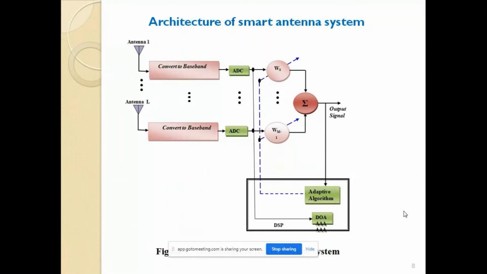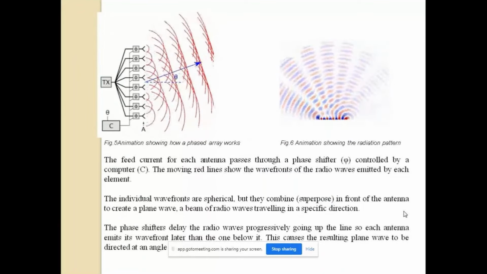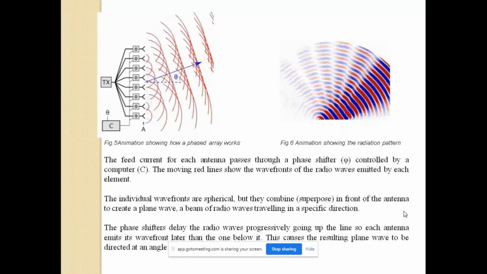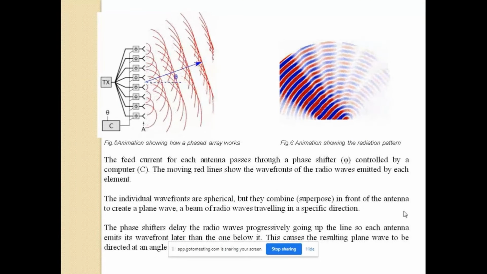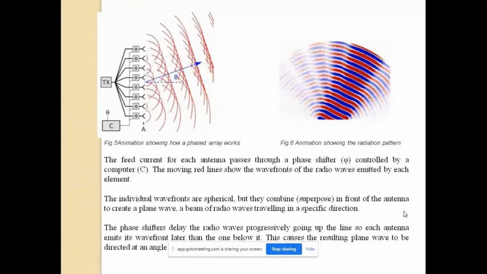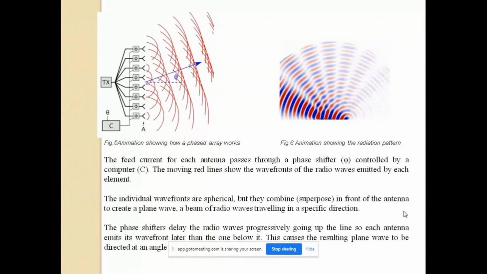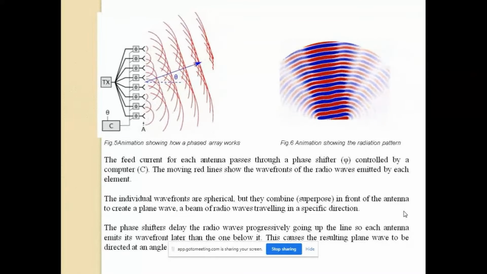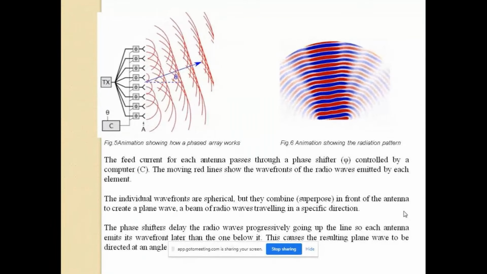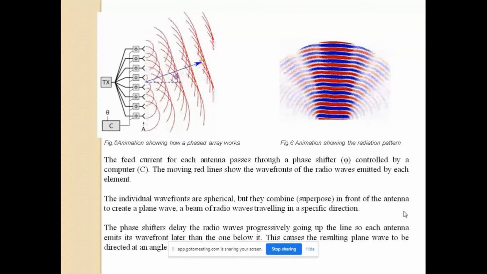Okay, next one. In figure 5, there is a small animation where the phase shifters are producing a beam in the required direction. And in figure 6, we could see the blue and red colored ones. The blue one represents the direction of the intended signal, and the red one represents the interference signal.